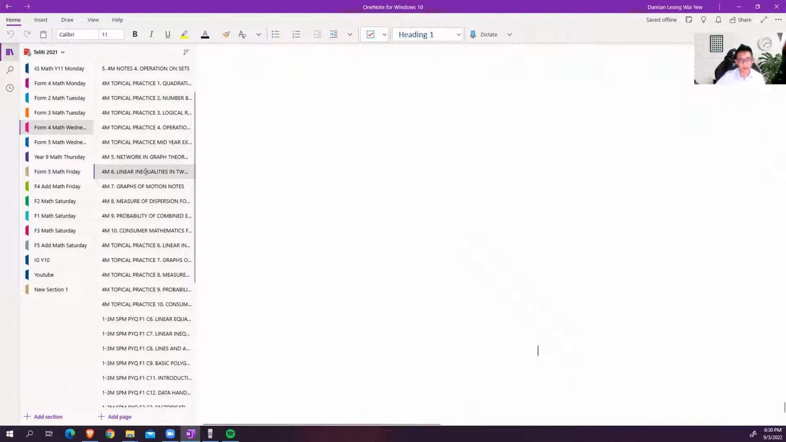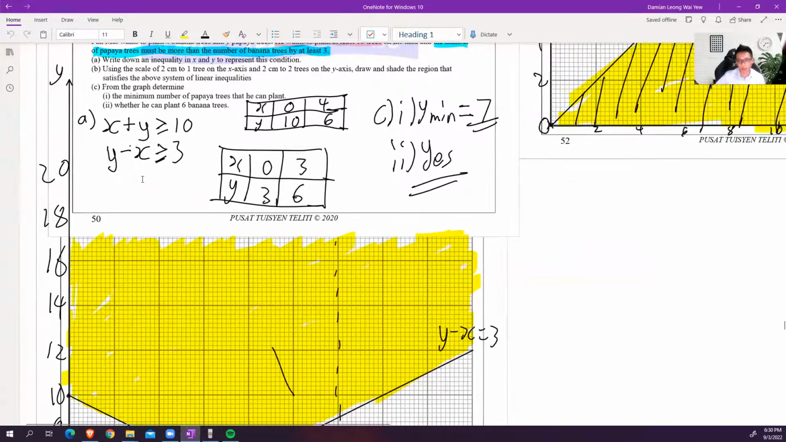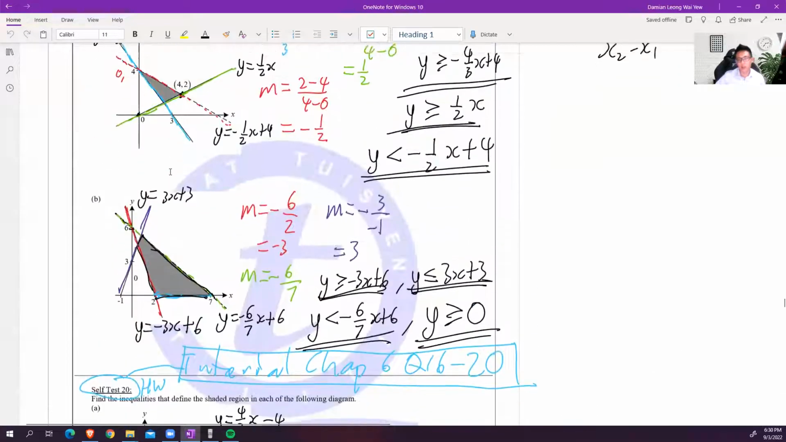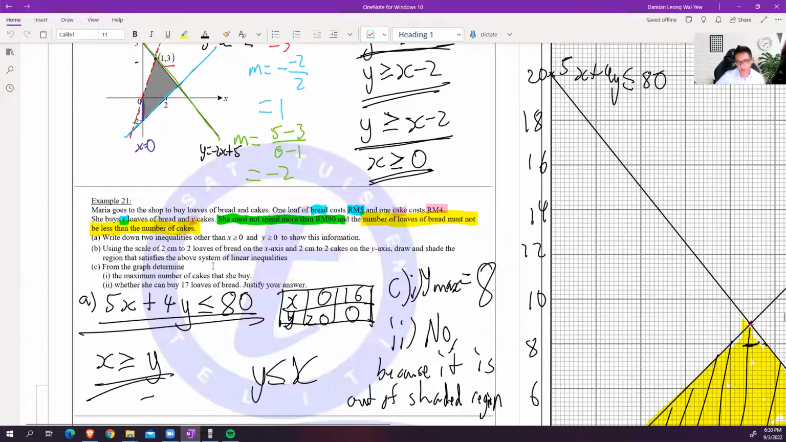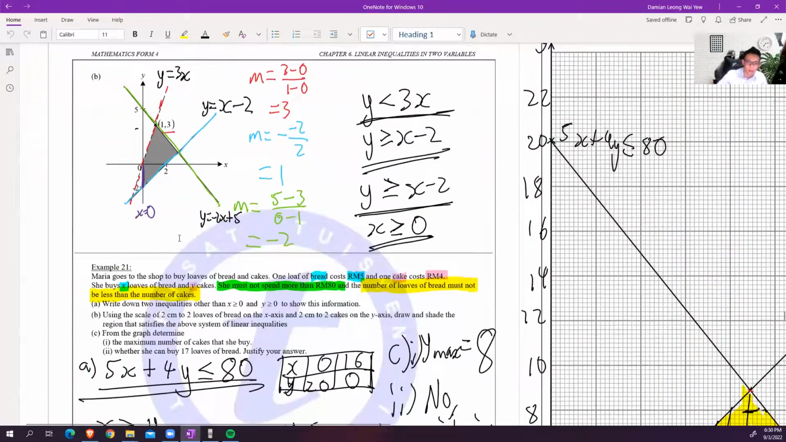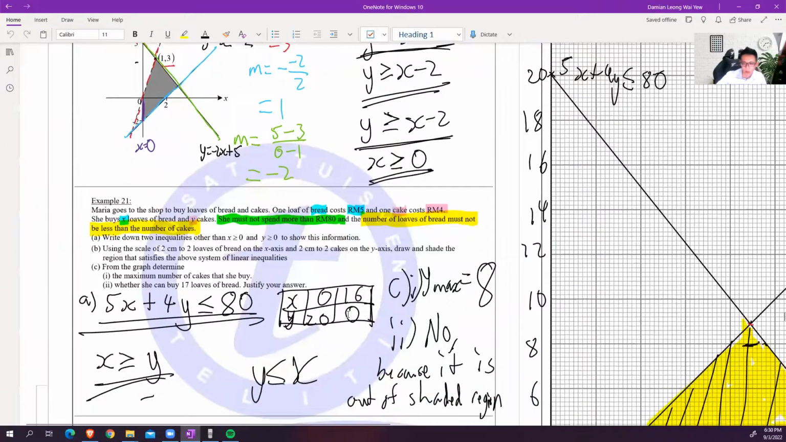Chapter 6, linear inequalities. You're revising linear inequalities. Actually, you can just focus on the long questions, because long questions will include everything: forming your inequalities, drawing out, and also shading the region. And then from the shaded region, determine maximum, minimum values.